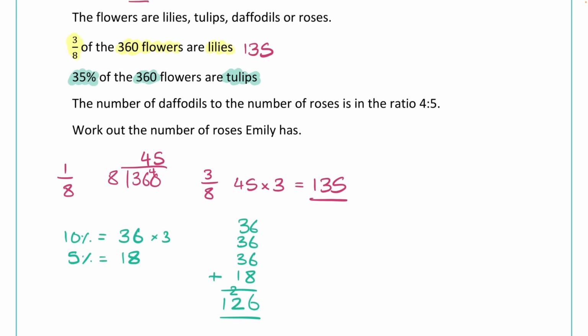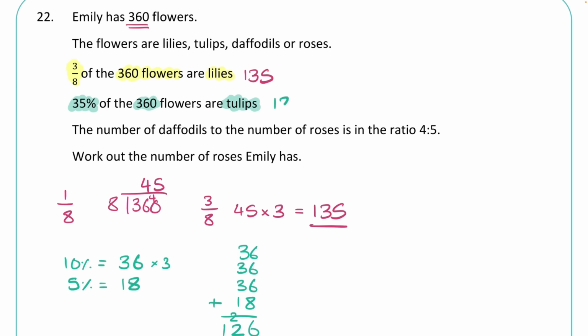So 126 of the flowers are tulips, and the remaining flowers, the roses and daffodils, are in the ratio 4:5. So if we add these two together, let's see how many lilies and tulips that we have. So 135 plus 126. Just realised we put a 6 there, let's change that. 135, 126. That's 11. 3, 4, 5, 6. 261 out of the 360.